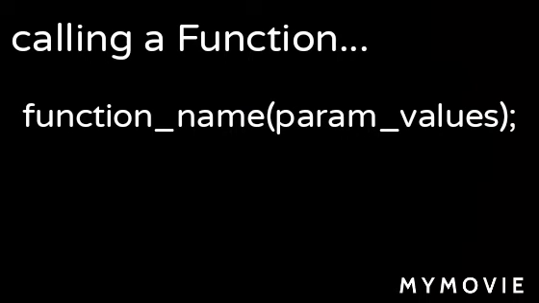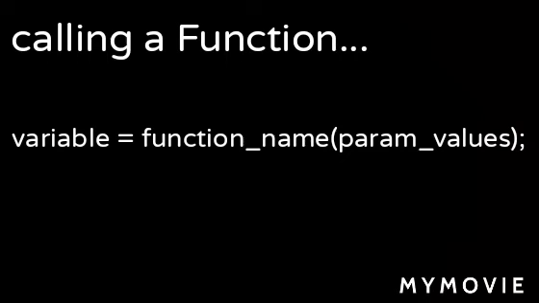Inside of it are the parameter values, not the parameter list. But it could also be a variable with values. Okay? Then, finally, don't forget the semicolon. If the function is not void, it is a good practice to store the value into a variable. And the syntax is variable equals the syntax for calling a function.